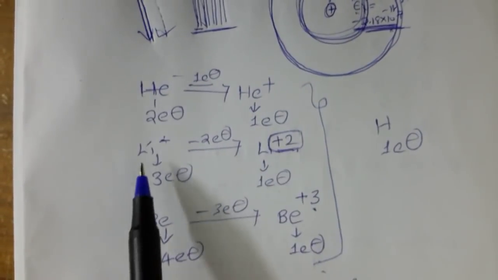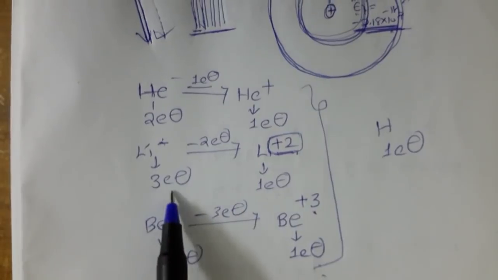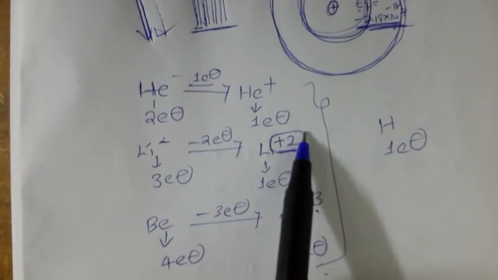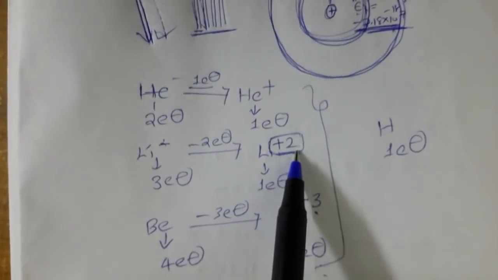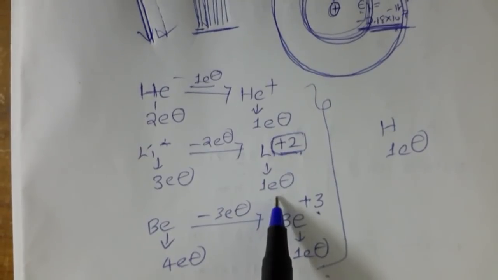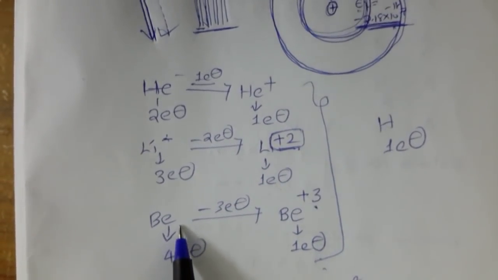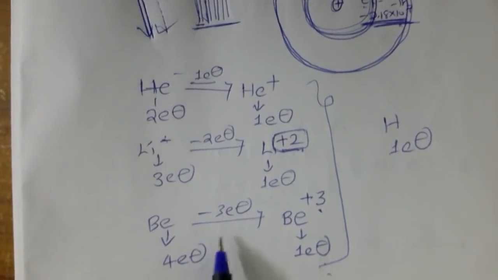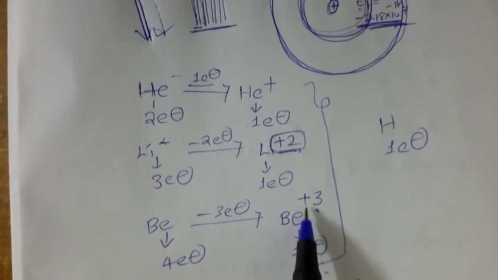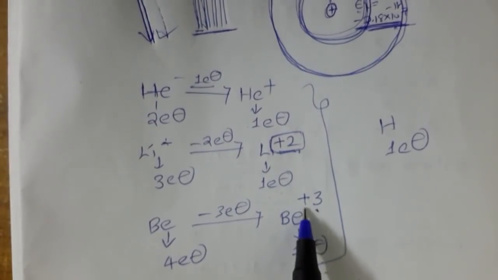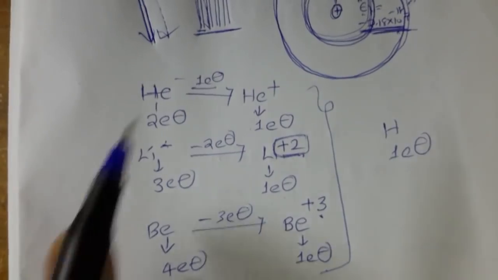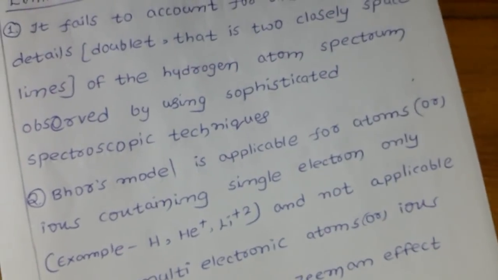One electron. Now come to lithium. You know very well it has 3 electrons. If it loses 2 electrons, you indicate it with a plus 2, which means it has lost 2 electrons and is left with 1 electron. Next, beryllium has 4 electrons. If it loses 3 electrons, you show Be plus 3, left with 1 electron.